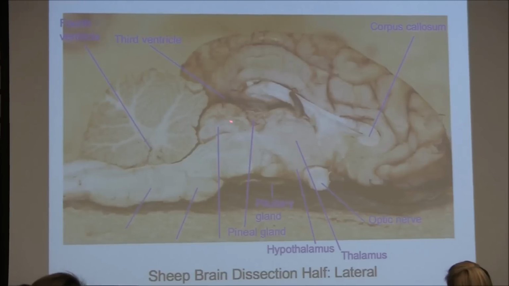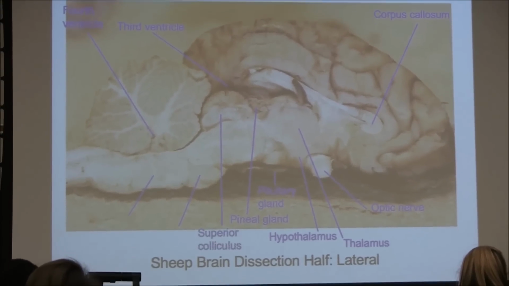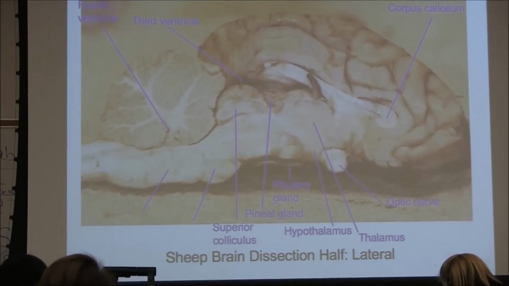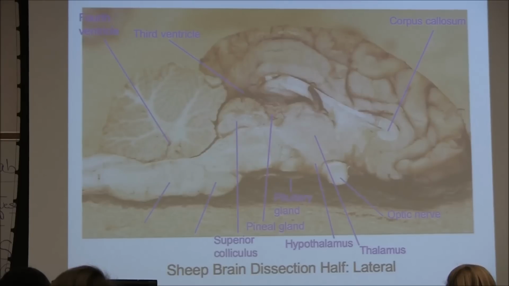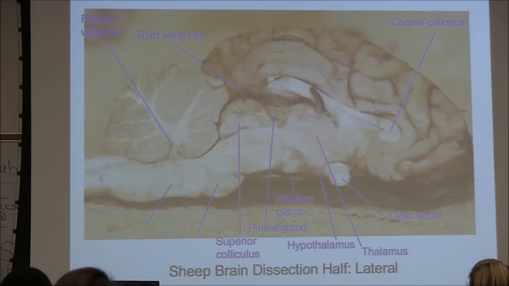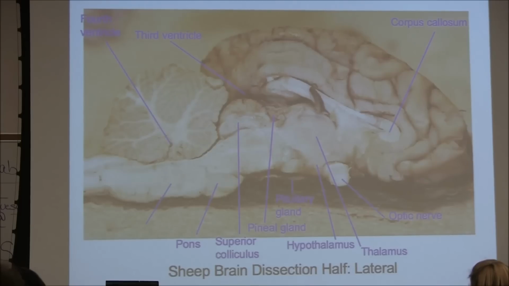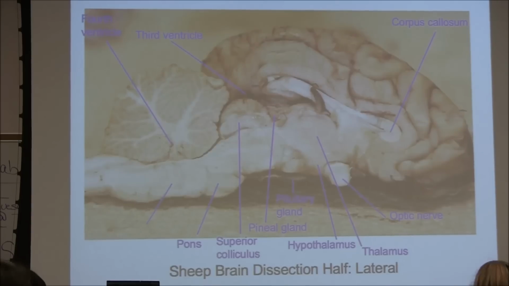What is this? Super close. Superior colliculus. Are you remembering? Good for you. What is this right here? Pons. Okay, Donna, what's this? The medulla oblongata.